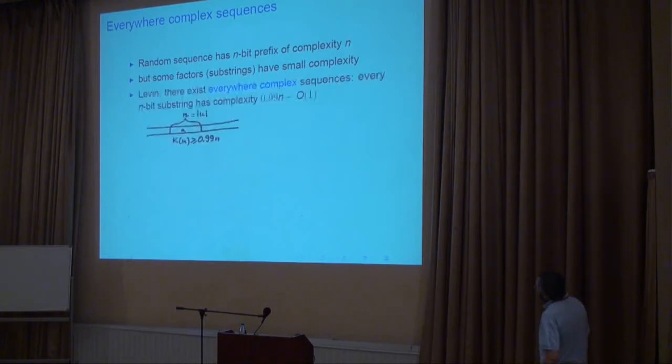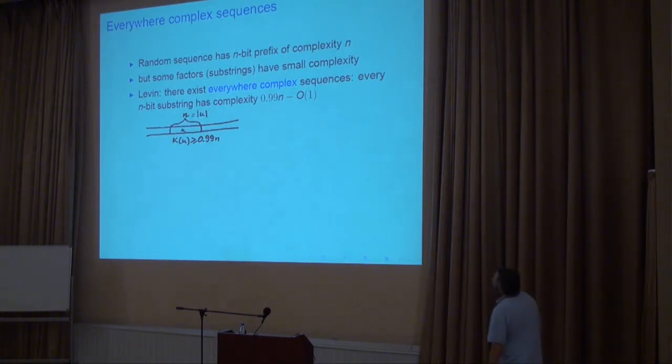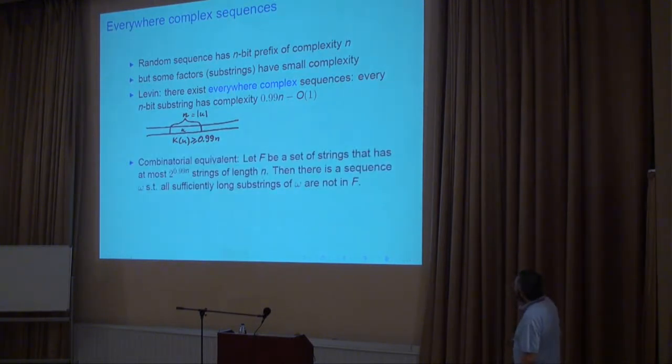So we can ask for super random strings. They are more than random, so they are not random actually, and they should be called everywhere complex. We want every substring to have complexity, we cannot have n, but let's take 99% of n minus some constant. So we look for one infinite sequence where every substring has complexity close to n. And indeed, it's possible. It was shown by Levin, who used Kolmogorov complexity.